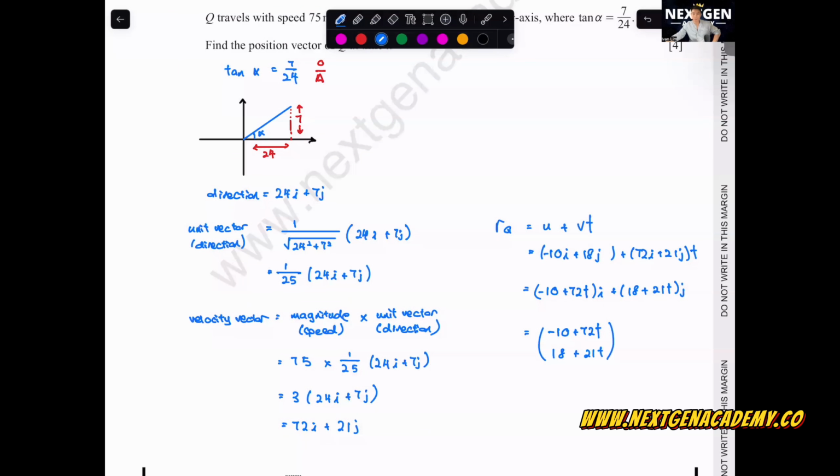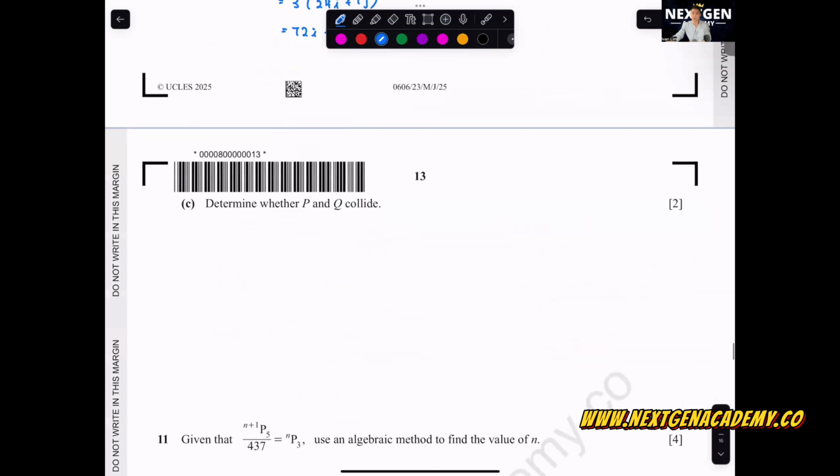This will normally be the initial question. They will give you two particles. They will give you a particle, a shape, some sort of object that is moving. Then after you get the position vector of both, normally they will ask you whether they meet each other or not, whether they will collide with each other. Now let's look at question C. This is the collision one already.